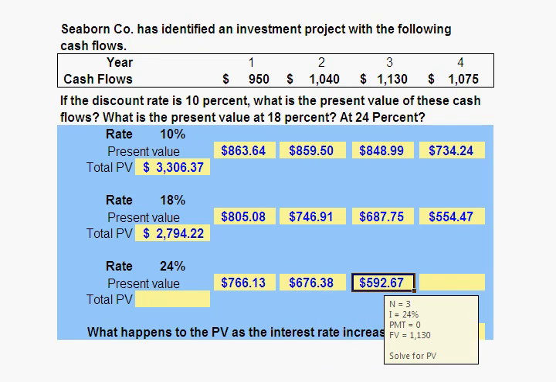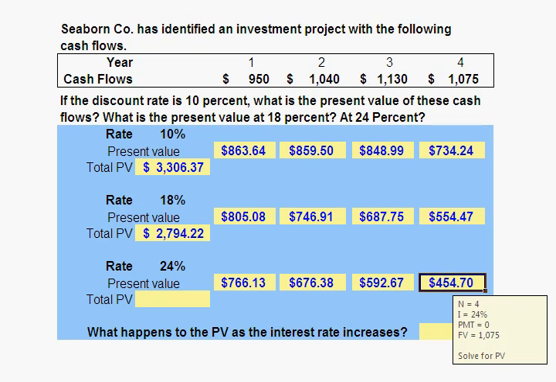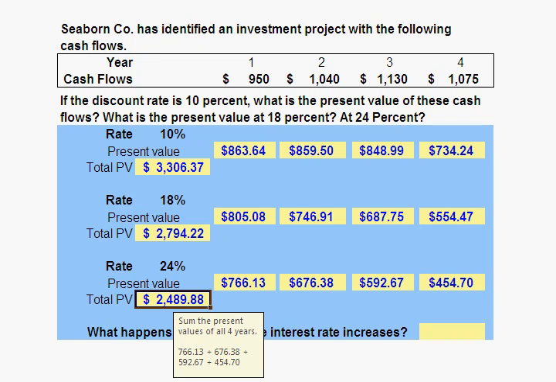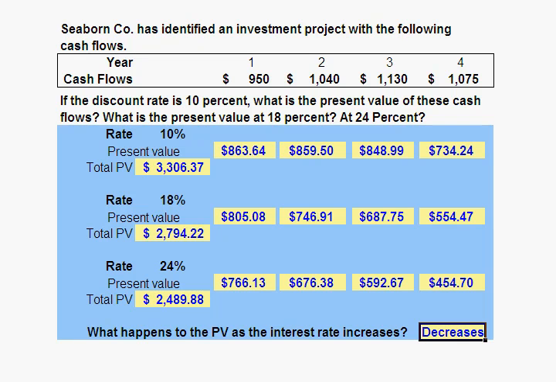The year 3 cash flow of $1,130 is discounted back 3 years for a present value of $592.67. And the year 4 cash flow of $1,075 is discounted back 4 periods at the 24% rate for a present value of $454.70. The total present value at a discount rate of 24% is $2,489.88. What happens to the present value as the interest rate increases? The present value decreases.